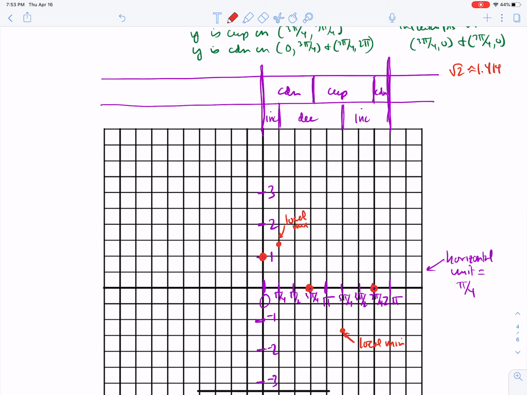And now here I go. I'm increasing and concave down, and then I'm decreasing and concave down, decreasing and concave up, increasing and concave up. And then finally increasing and concave down, and I'm going to wind up being back here at 1. And so again, notice how I'm using these combinations to draw the graphs on the appropriate intervals.